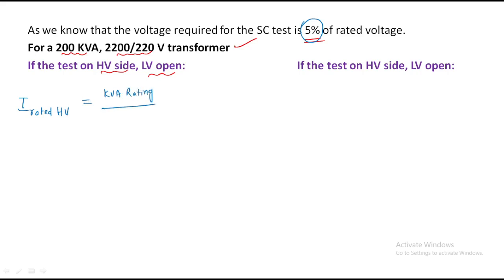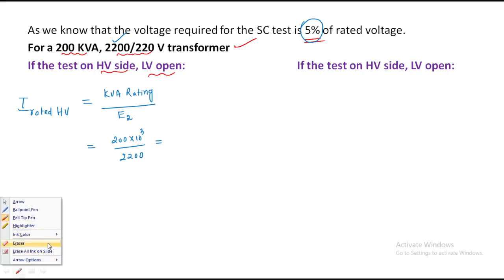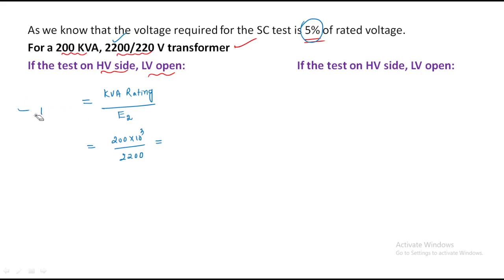I rated on HV is equal to the KVA rating divided by the HV voltage, E2, which is 200 into 10 cube divided by 2200. First we have to calculate the voltage, later we have to calculate I rated. In order to calculate I rated, 5% of the supply voltage is required, right?